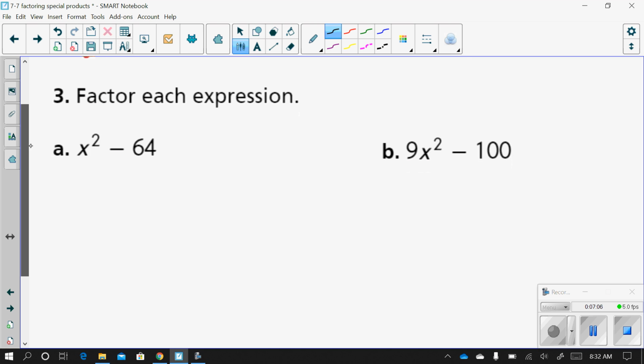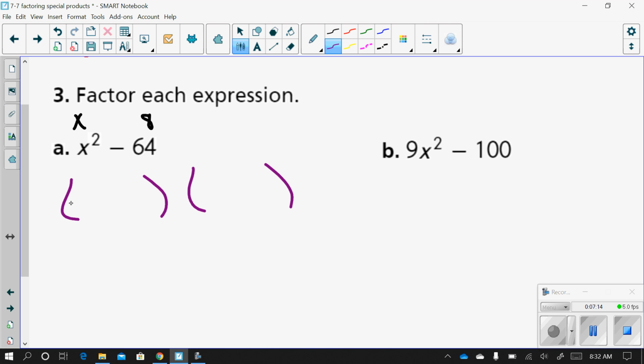Again, I like to check, can I do the square roots? Square root of x squared is x, square root of 64 is 8. So, two sets of parentheses. Again, because of the minus, x and x, put an 8 and an 8. They're conjugates, so plus and minus.